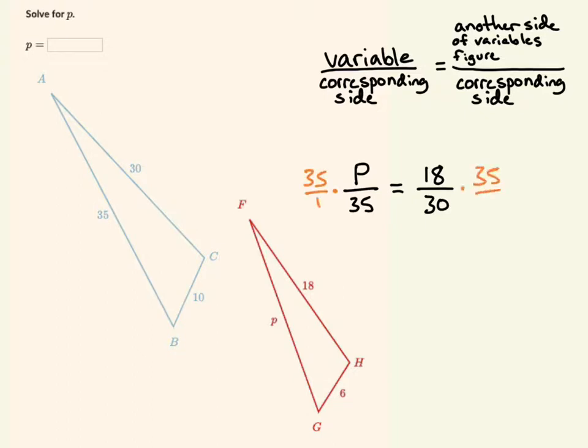I multiply both sides by 35. I could reduce once again to make things easier if I was doing it in my head. 35 divided by 35 goes to 1. I'm left with p equals 18 times 35 is 630. And I can divide 30 into 630 21 times. So I'm left with p equals 21.